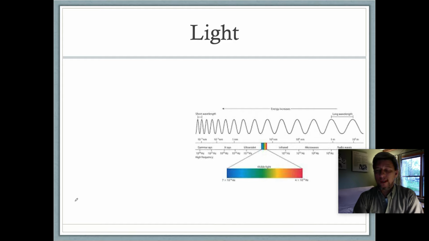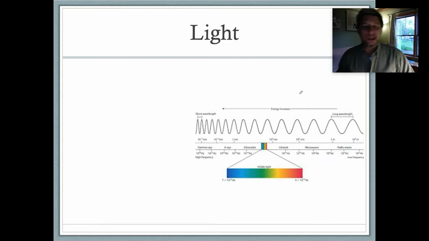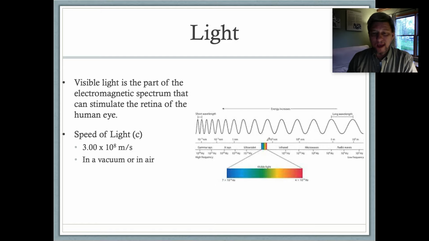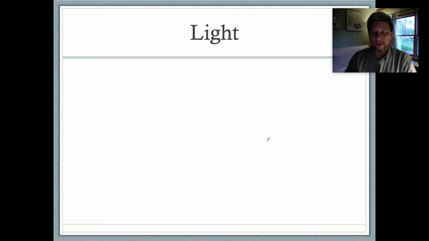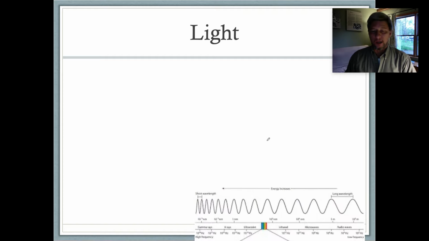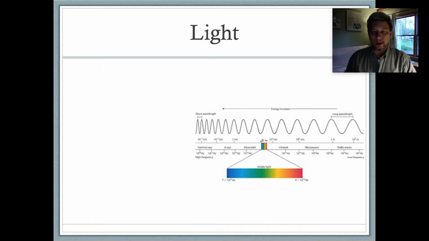So, what exactly is light? Well, light is part of the electromagnetic spectrum. And this is a diagram of the electromagnetic spectrum. And I want you to understand that light is only a very tiny portion of the electromagnetic spectrum. You can see it as soon as it pops up here. This is visible light. This is the electromagnetic waves that we can actually see.